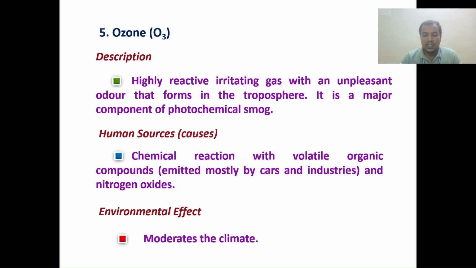And ozone, O3. Ozone is a highly reactive, irritating gas with an unpleasant odor. It forms in the troposphere and is a major component of photochemical smog. The human sources of ozone are volatile organic compounds and nitrogen oxides. These gases are mostly emitted by cars, industries, and vehicles. And the environmental effect is that the climate is changed on the earth.